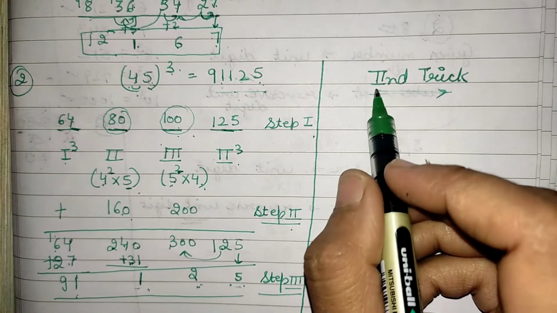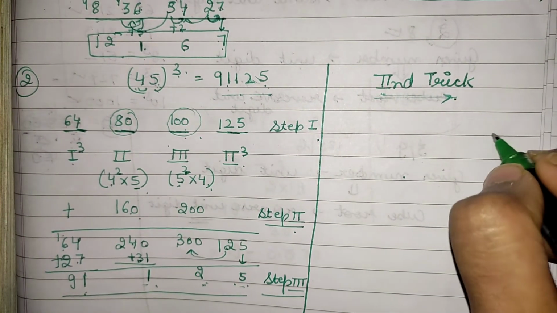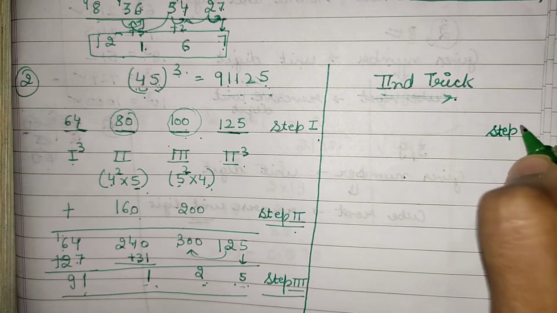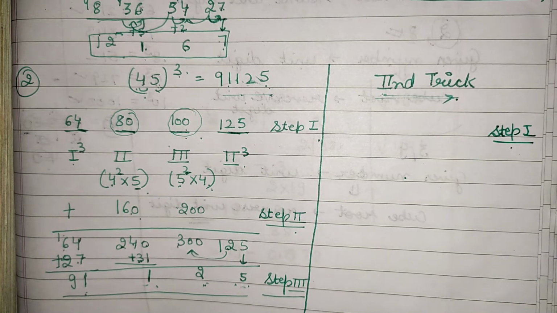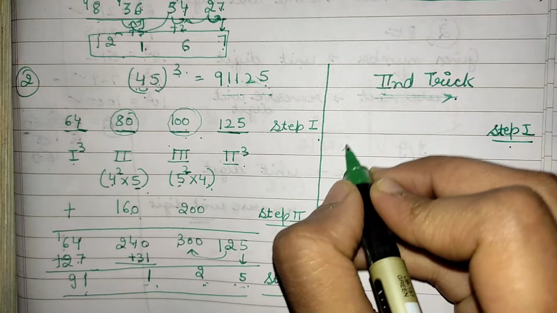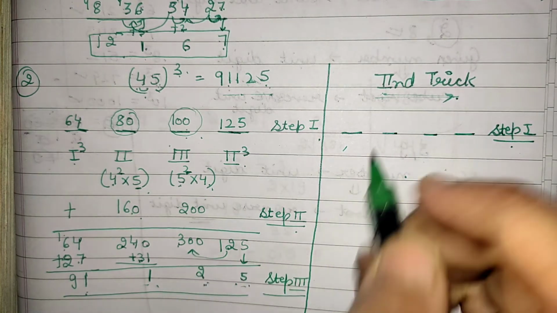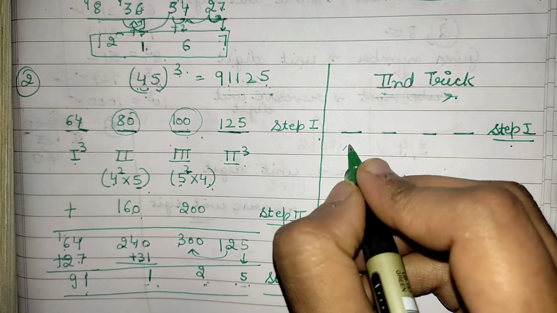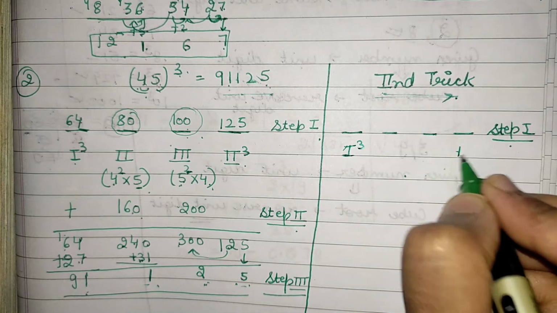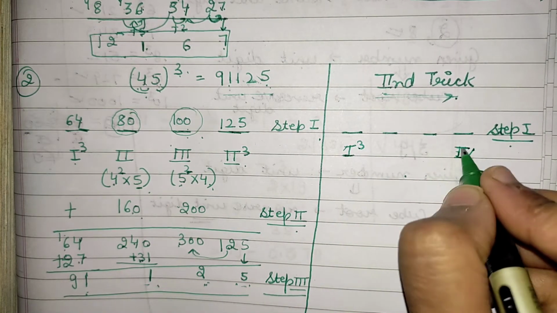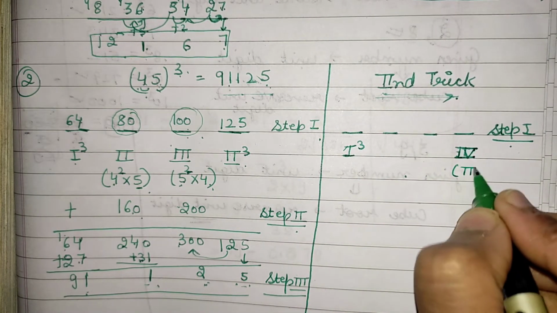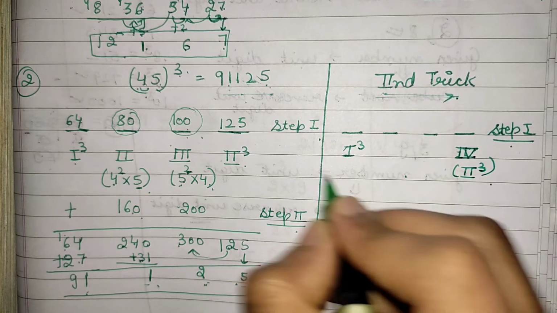Okay, so moving to trick number 2. Trick number 2 is the simplified version of my trick number 1. What I have to do is divide my answer again into 4 parts. The first part will give me the cube of the first number, and this fourth part will be the cube of the second number.